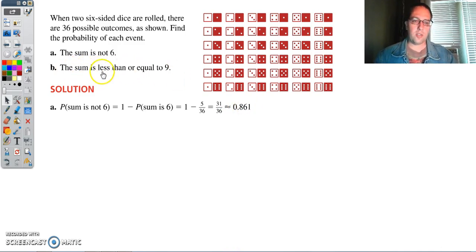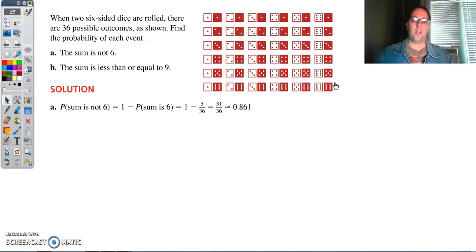Here, the sum of the 2 dice is less than or equal to 9. Well, there's a lot of them that add up to less than or equal to 9. How many of them add up to more than 9? So we just want stuff that adds up to 10, 11, and 12. If we look here, there's a 10, there's a 10, there's a 10, those two are 11, that one's a 12, so we have 6 that add up to more than 9.